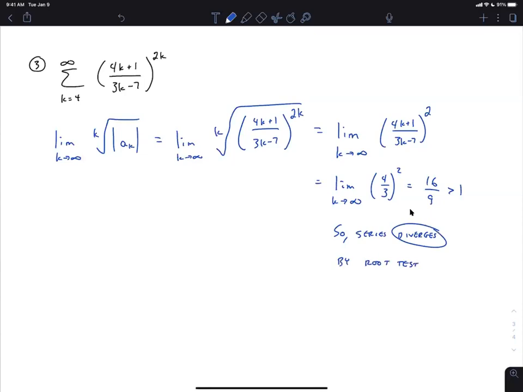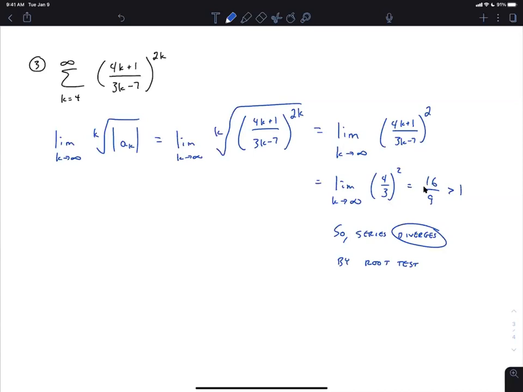Okay, so this is how the root test works. The reason it works is because what this is telling you is that in the long run, the k root of all the terms is 16/9 or close to that. And so in the long run, this series looks like 16/9 to the k, because this is the k root of it. Well, 16/9 to the k is a geometric series.